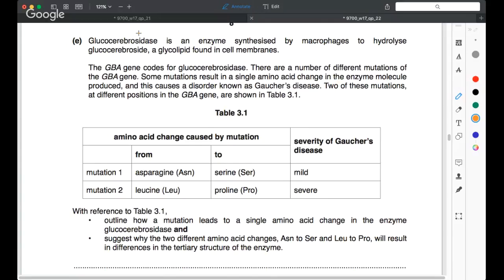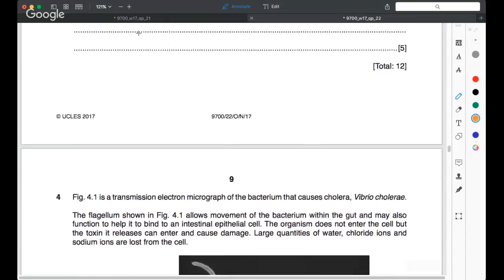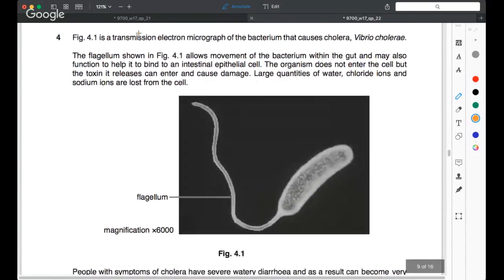And so we're mutating an enzyme here. One mutation gives a mild disease. Another mutation gives a severe disease. Can you guess what these mutations are affecting? They can affect the active site, the shape of the active site. Good. So in the leucine to proline mutation, you might have more of a disruption to the active site, which disrupts the function of the enzyme further. So that's a huge 5-mark question, but you'd get marks for that.